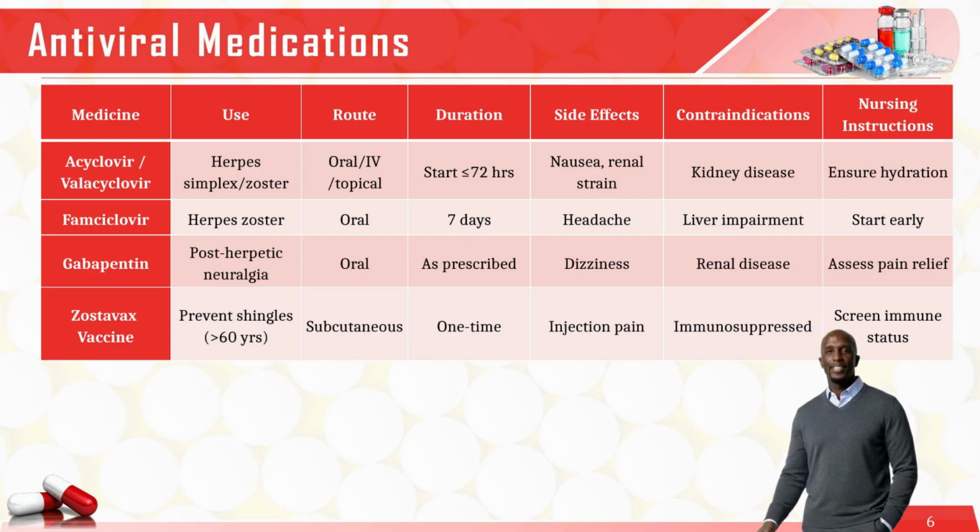For prevention, Zostavax is a vaccine given subcutaneously, usually to patients over 60 years old. It must not be given to immunosuppressed patients. Screening immune status is crucial.